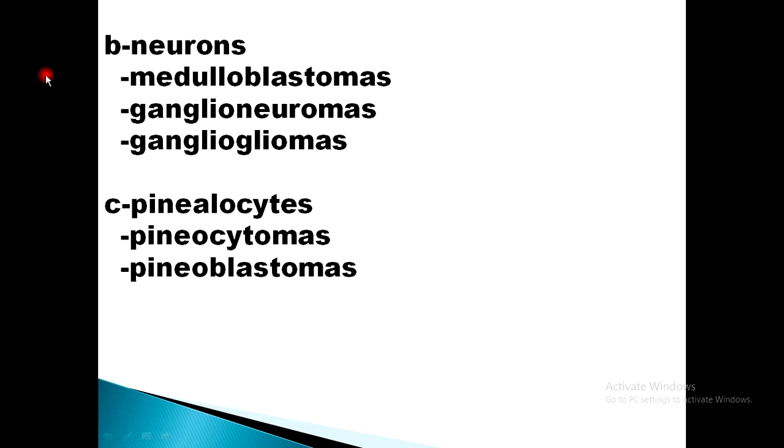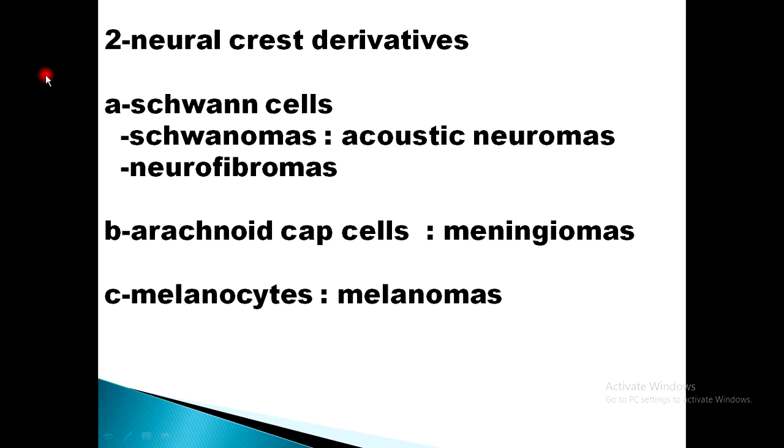Now the other type of neural derivatives, we have the neurons, giving rise to medulloblastomas, ganglioneuromas, and gangliogliomas. And the final type of cells, we have the pinealocytes, which are the pineal body cells, giving rise to pineocytomas, which are benign, and pineoblastomas, which are malignant.